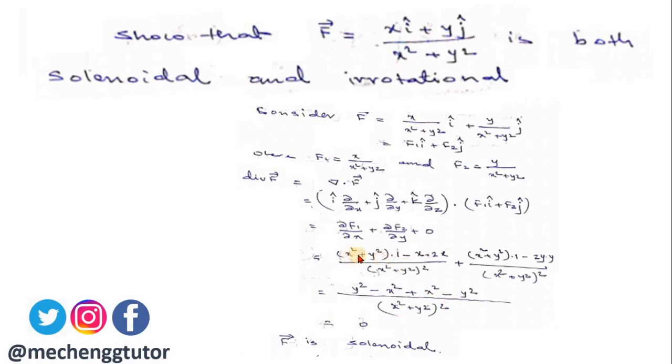Numerator, what do you get? Just see, x square plus y square minus 2x square means y square minus x square, and here x square minus y square. So y square minus y square, x square minus x square. You get divergence of F bar is equal to 0. Therefore, F bar is solenoidal. First part.